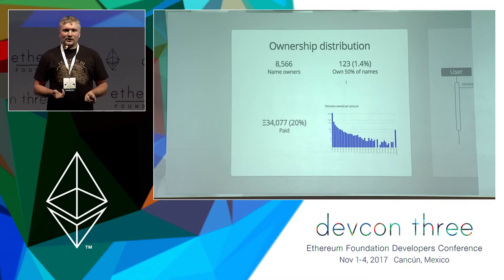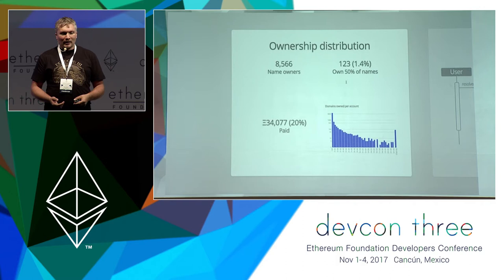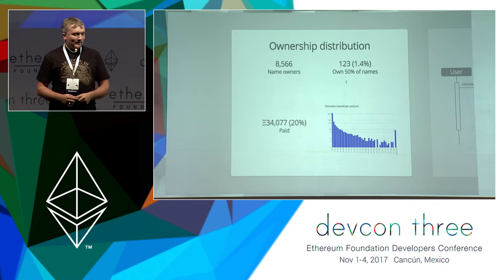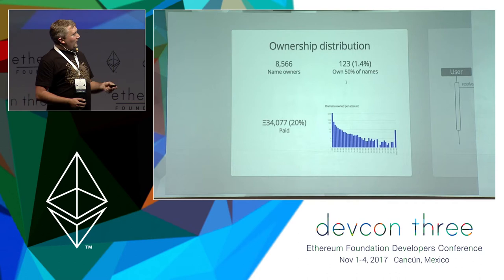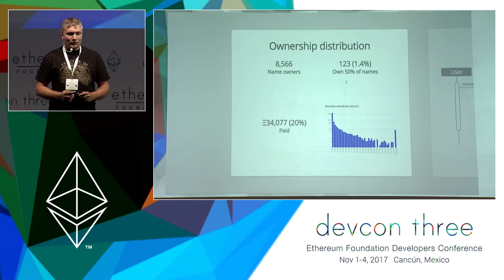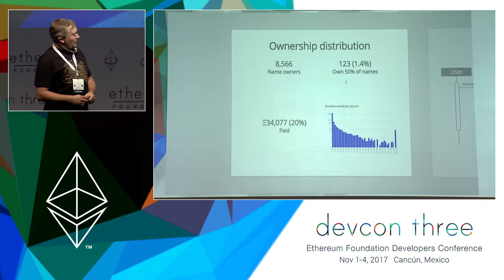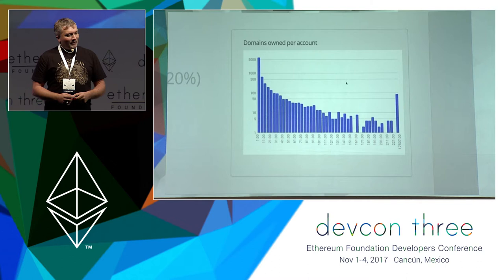It's also interesting to look at the ownership distribution of names, because this gives us an indication of how many names were bought with active use in mind, as opposed to how many were bought with the intention of hoarding them. Roughly 8,500 people bought names during the launch period. Of those, about 123 of them, 1.4% of the total registrants, own half the registered names. And in order to buy those half the registered names, they paid only about 20% of the total registration fees, or about 34,000 Ether.